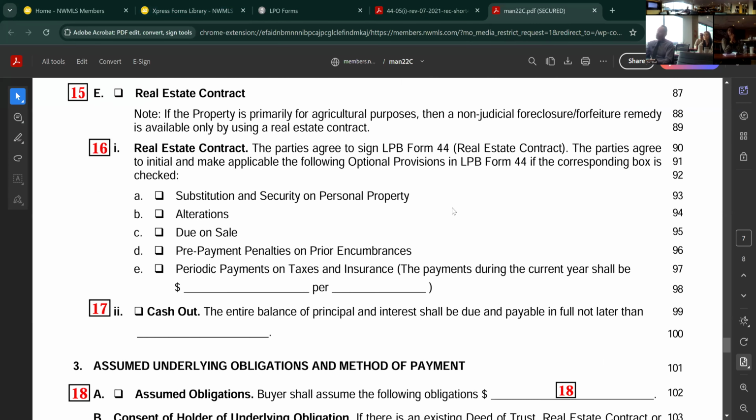Substitution and security on personal property, alterations, due on sale, prepayment penalties on prior encumbrances, periodic payments on taxes and insurance. The payments during the current year shall be $1 per month.